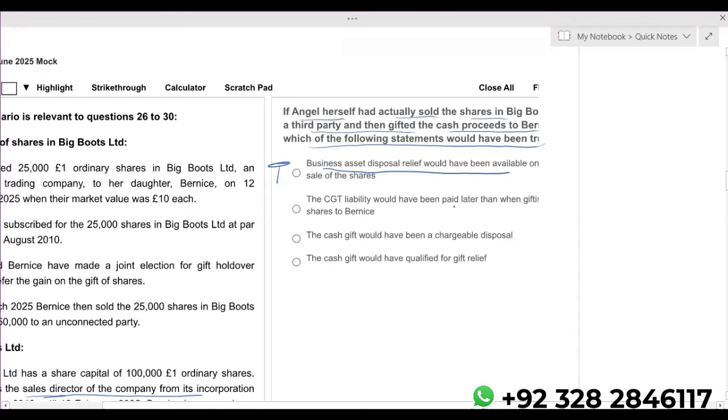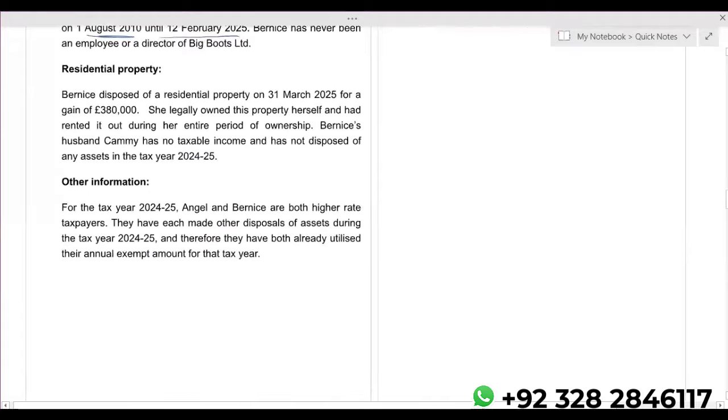The CGT liability would have been paid later when gifted shares to Bernice. Both are happening on the same date, so how can there be any delay? False. The cash gift would have qualified for exemption. Actually, cash is an exempt asset under CGT.